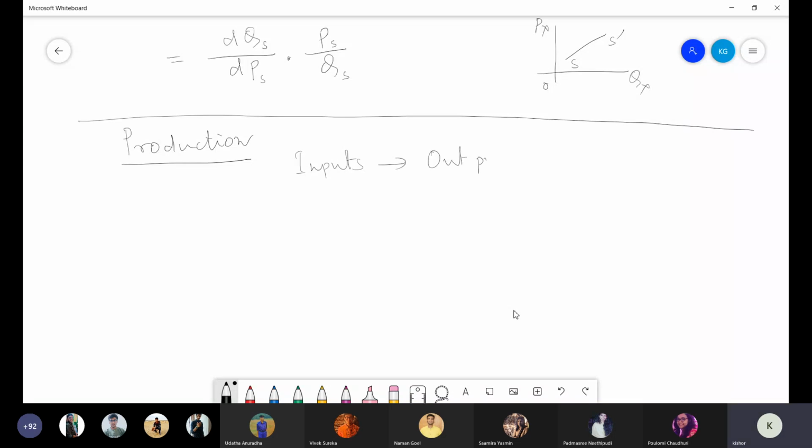Layman's definition. Production is a process by which you are converting input into output. This is just like a layman's definition. But if you want to refine that definition, this is not a classical definition, then you can express it in another way. Like production is a process by which inputs are converted into output with more value addition.